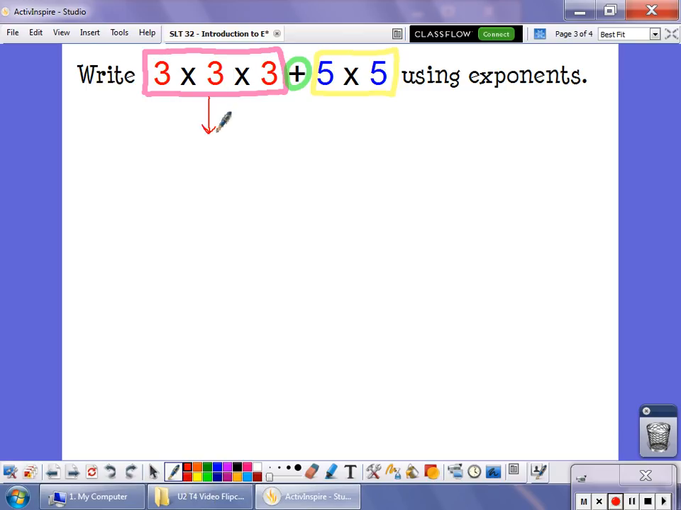So right here, if I'm going to write this in exponential form, my base would be 3, and my exponent would be 3 because I'm multiplying 3 3 times. Over here, my base would be 5. My exponent would be 2 because I'm multiplying it 2 times. And the most important thing to know is that this addition sign in the middle has to stay put. I can't combine these two things together because remember, exponents only apply to multiplication, not to addition. So the addition sign stays addition.